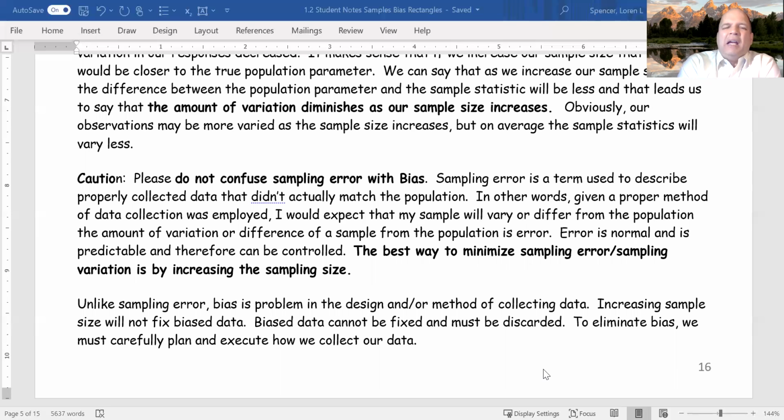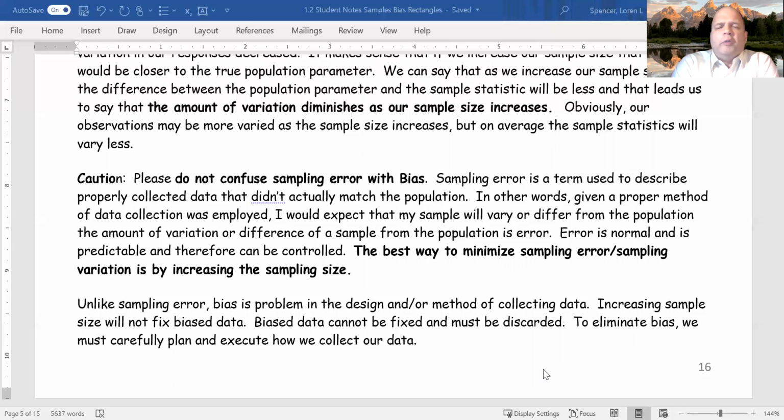And once again, we can't fix bias. We can't minimize bias. Bias is a result of a poorly designed study. And to eliminate bias, we must carefully plan and execute how we collect our data. So in other words, to eliminate bias, we have to have a good plan and a good study design. Whereas sampling error, we can minimize its effects by increasing the sample size.